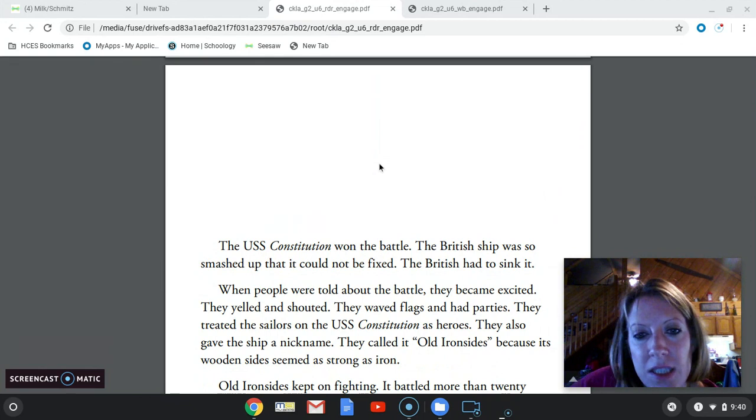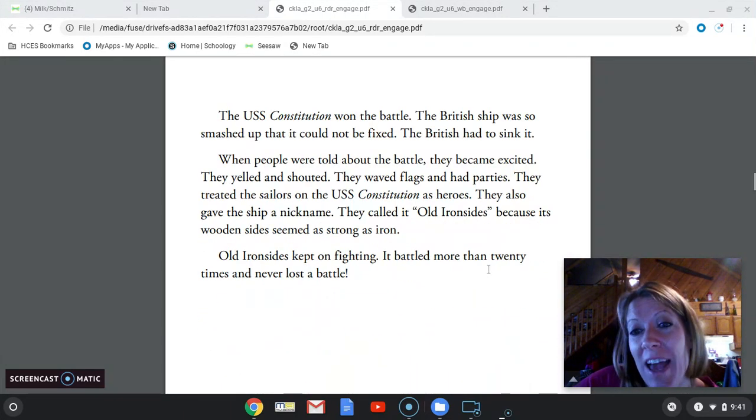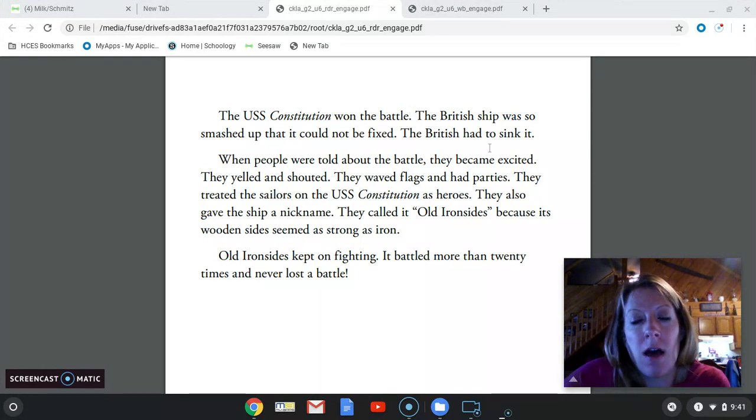The USS Constitution won the battle. Hooray! The British ship was so smashed up that it could not be fixed. The British had to sink it. And that happened a lot in battles. When your ship did not survive the battle, you couldn't get it to sail back to its port or where you needed it to be, so you had to sink it.